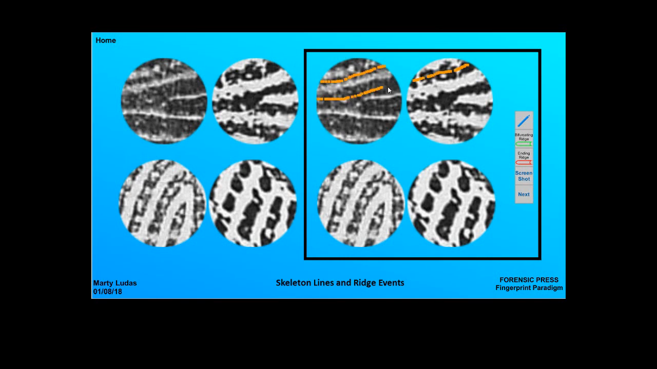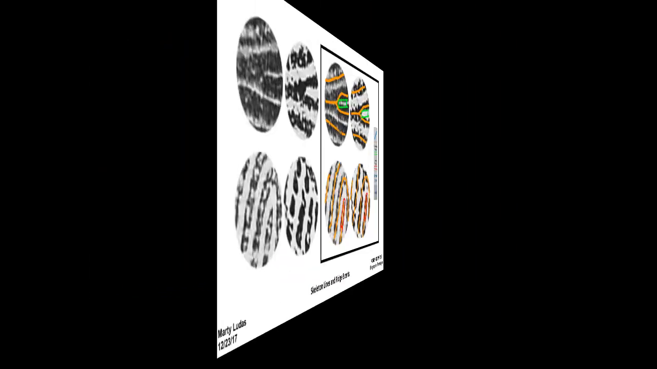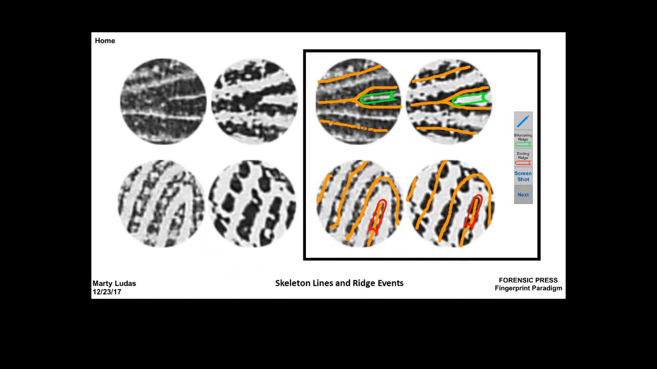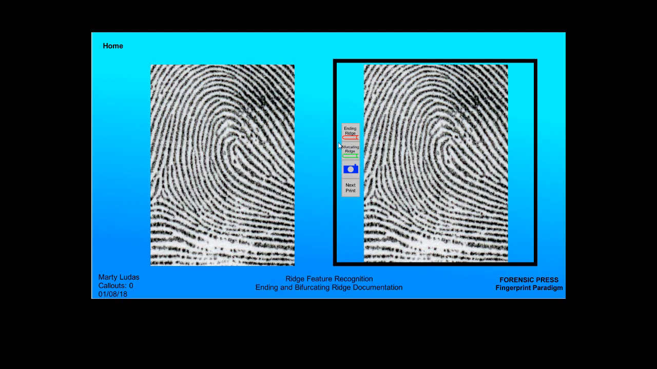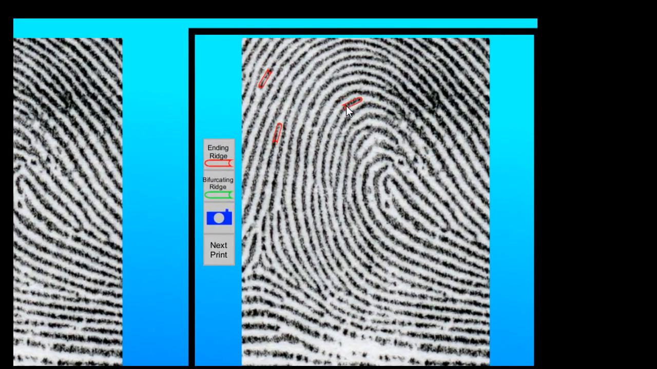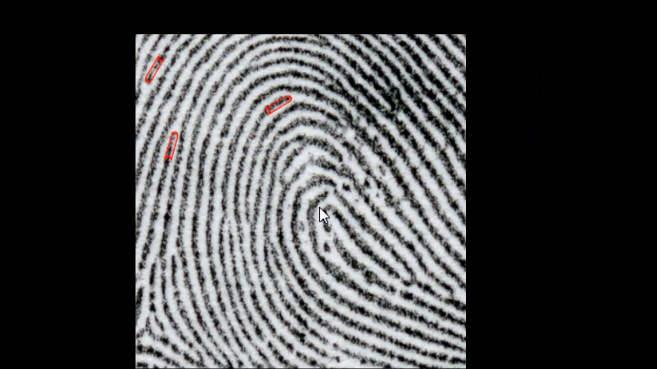This is also triple speed video of me drawing skeleton lines and designating ending ridges and bifurcations with callouts. This is the same Draw tool as before, with the addition of the callouts. These are made with the left cursor button. Here I'm designating ending ridges with the red and bifurcations with green using the Paradigm's documentation system. The point is to try to observe and mark every ridge event on the print.